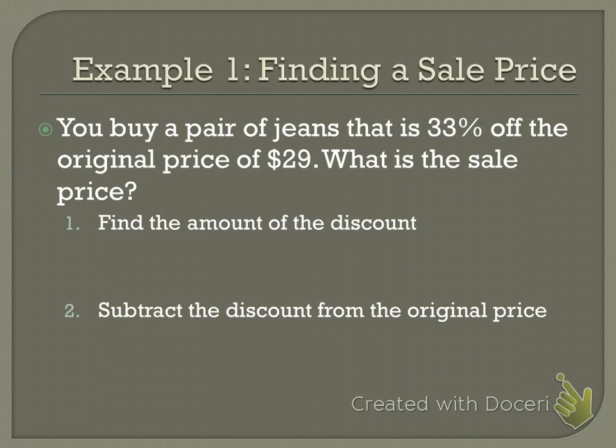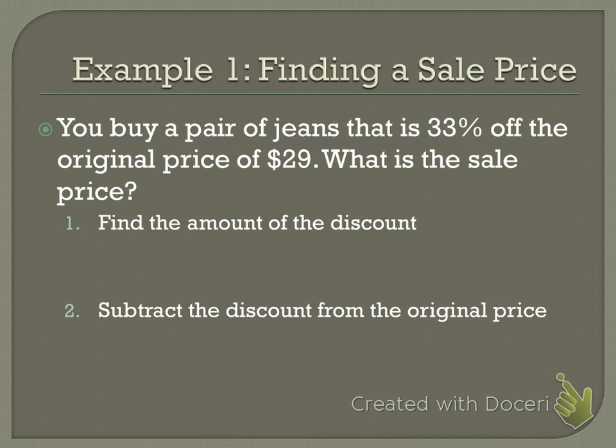Let's read the example together. It says you buy a pair of jeans that is 33% off the original price of $29. What is the sale price? All right, now, we've got to pay attention to the wording. If the original price is $29 and it's on sale, then the price is going down, so I'm subtracting here, okay? Now, the first thing I need to do is figure out the amount of the discount.